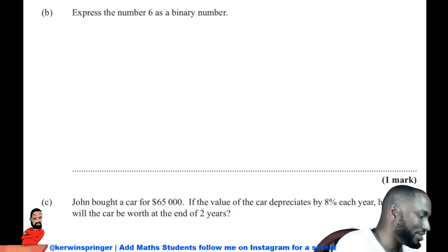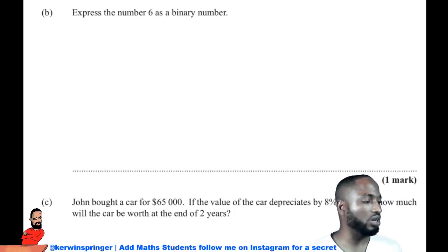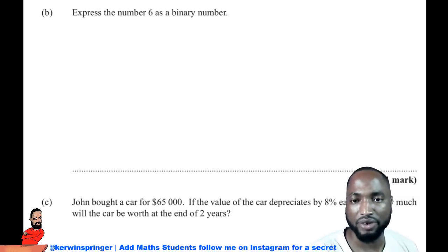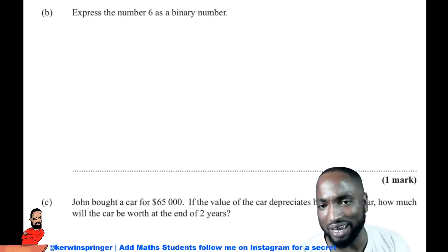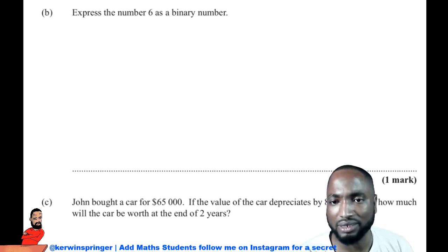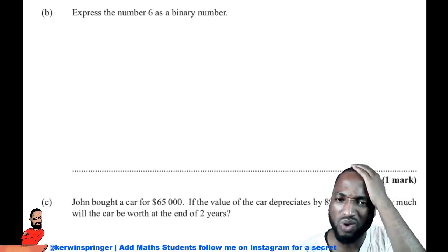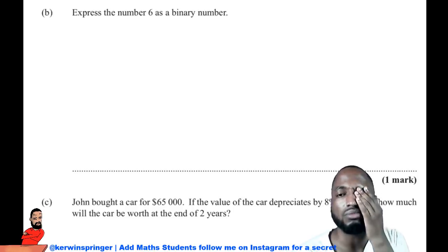Next part of the question. Express 6 as a binary number. So what I'm going to do now is just teach you all how to count in binary. Express 6 as a binary number. Somebody got 28 and 35. Somebody got something else, 110 base 10. Very good. And 011 base 2? No, that's not correct.